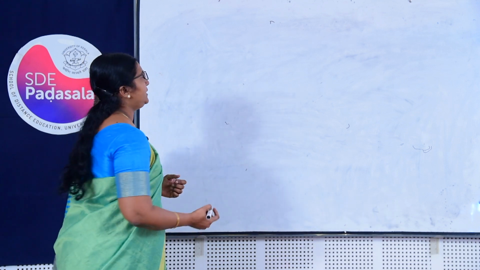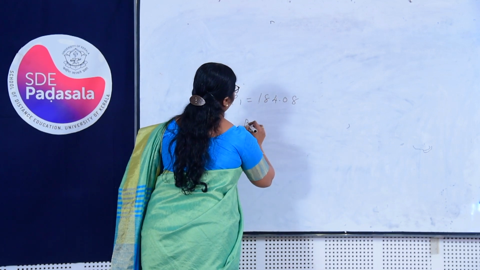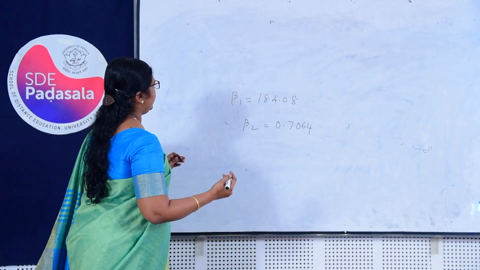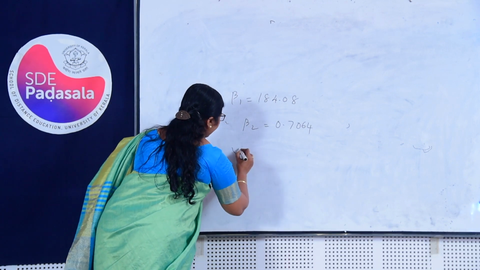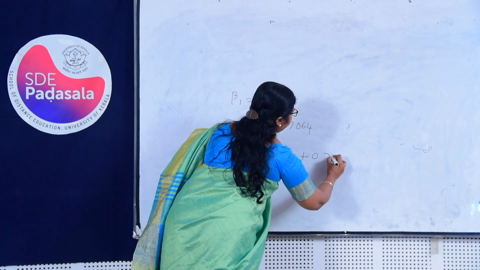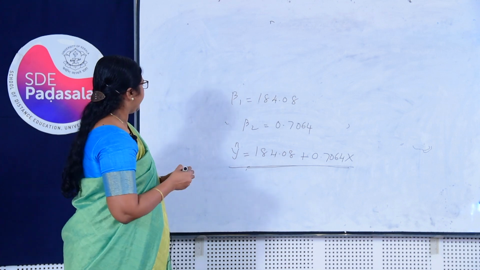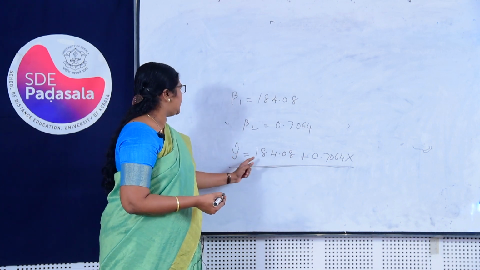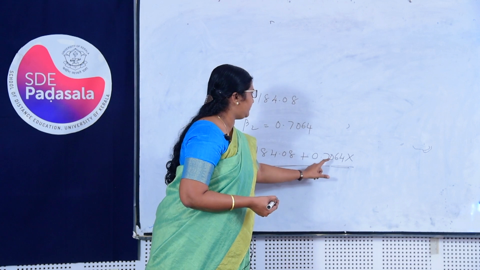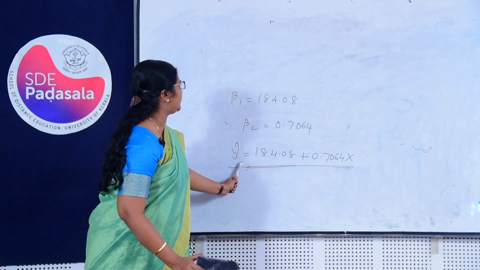Let us assume that beta 1 is equal to 184.08 and beta 2 is equal to 0.7064. So, we can write the estimated consumption function as y hat is equal to 184.08 plus 0.7064 x. This is the estimated consumption function, where y hat shows estimated consumption. This 184.08 is the intercept, and this is the slope term which represents marginal propensity to consume. So, this is the estimated regression model.